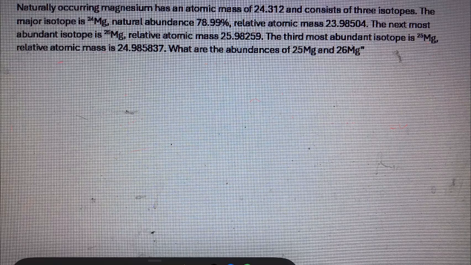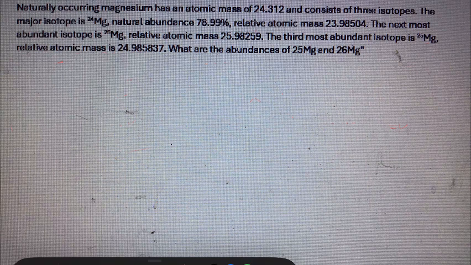I'd like to work this problem with you, and it's going to be a little bit different than what we're used to working. Same concept, it's just going to vary a little bit. So let's read our problem first.